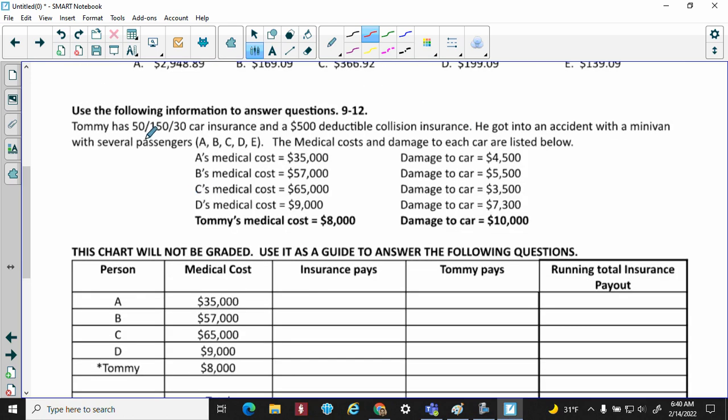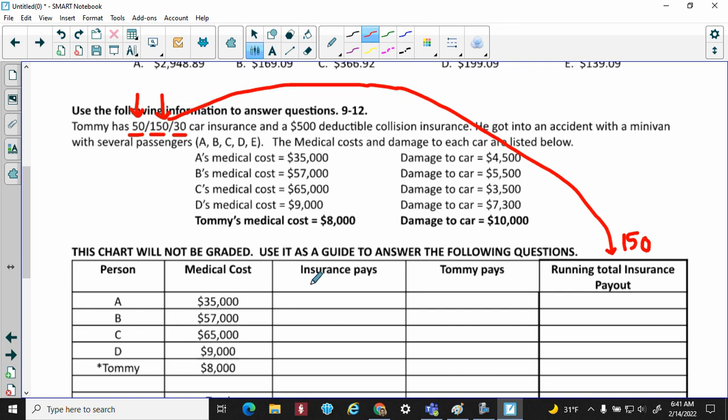All right, so Tommy has 50, 150, 30 for car insurance. Now remember that this first 50 is how much that one person can get for medical insurance. The 150 is the total. Now this 150 you're going to keep track of way over here for the running total payout. So I'm just going to go ahead and put 150. If you need more explanation, go watch the video where I talk about this. I'm just trying to keep this video straight to the answers.